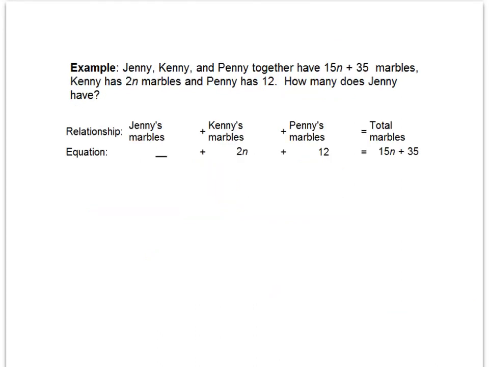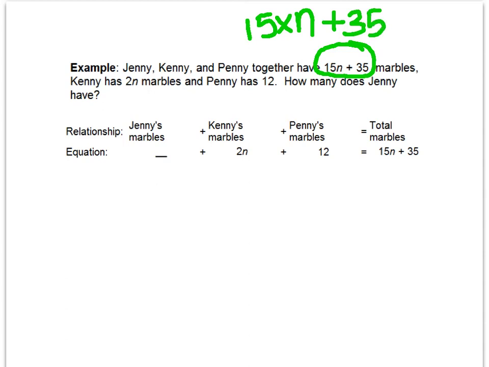For this problem, Ginny, Kenny, and Penny together have 15n plus 35. 15n means 15 times that number, plus 35. Kenny has 2n and Penny has 12. How many does Ginny have? So looking at the relationship, I know that Ginny's marbles plus Kenny's marbles plus Penny's marbles equal the total amount of marbles. And altogether, it's going to be 15n plus 35.